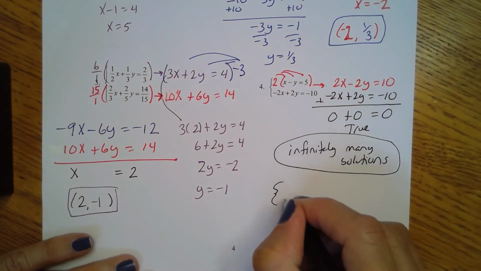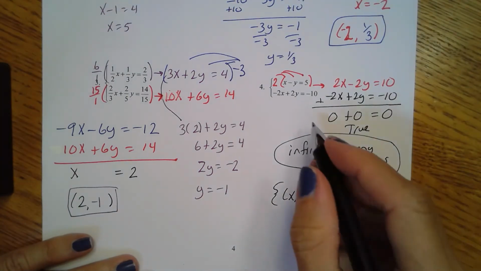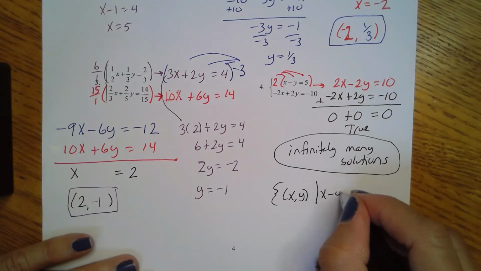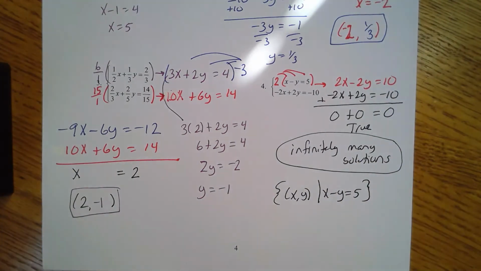So it's a set of all x, y's. Draw your line down, that means such that, and write one of the equations, because they really are the same equation, just written in a different way. So I'll just write the first one, x minus y equals 5.